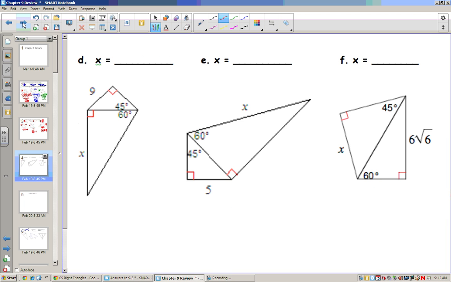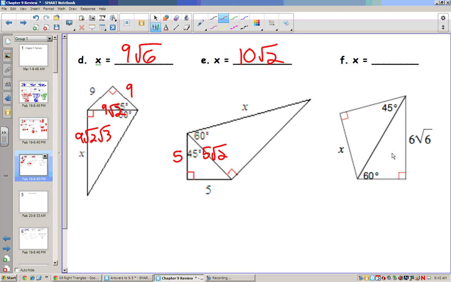All right, moving on. Now we have a little bit more complicated situation. If this side is 9, this in a 45, 45, 90, this side would be 9. So our hypotenuse would be 9 times the square root of 2. Now in a 30, 60, 90, I multiply the short side times the square root of 3 to get this side. So it'd be 9 times the square root of 2 times the square root of 3, which we could multiply those together to get 9 times the square root of 6. For E, if this side's 5, this side's 5, and the hypotenuse would be 5 times the square root of 2. I have to double that to get my hypotenuse, so that would be 10 times the square root of 2.